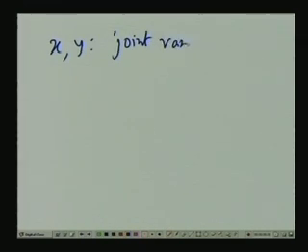Okay. So, in the previous class, we ended with just a brief description of what is called joint characteristic functions. So, today we start from there. Maybe there will be a little repetition, but that will only be helpful. So, here we are given two random variables, say x and y. Jointly random.